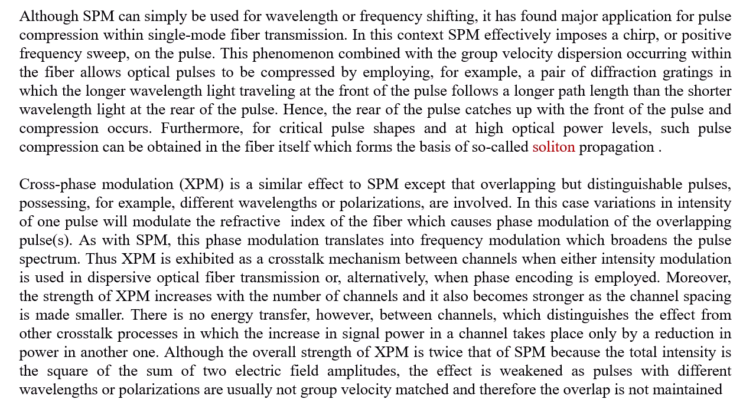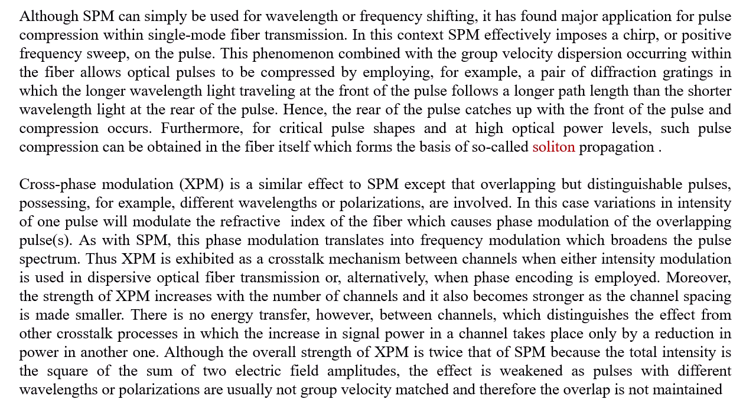Furthermore, for critical pulse shape and at high optical power levels, such pulse compression can be obtained in the fiber itself, which forms the basis of so-called soliton propagation. Cross-phase modulation or XPM is a similar effect to SPM, except that overlapping but distinguishable pulses, possessing for example different wavelengths or polarization, are involved. In this case, variations in intensity of one pulse will modulate the refractive index of the fiber, which causes phase modulation of the overlapping pulses.